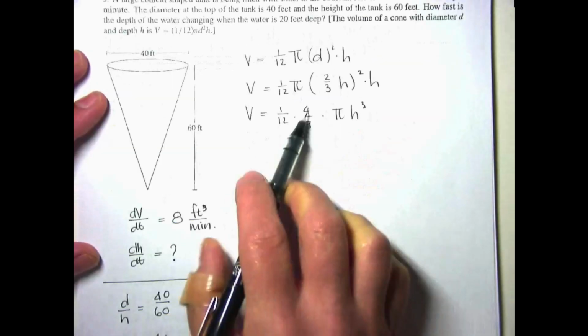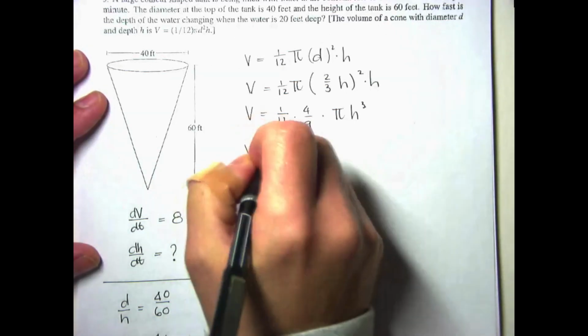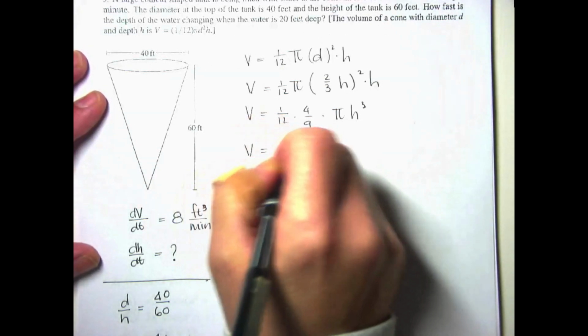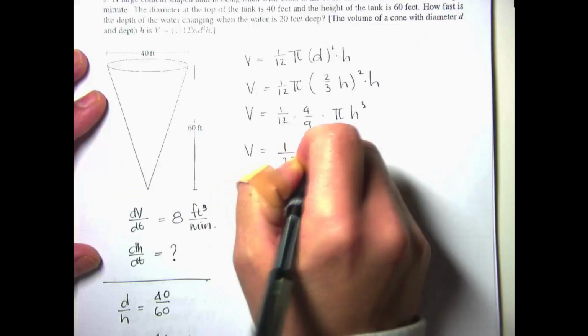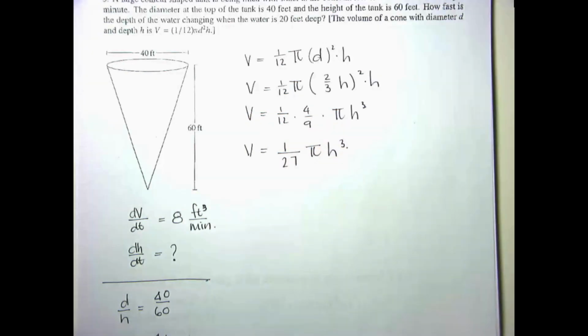Again, one more time, if you want to combine this, 4 over 12 is equal to 3. So the volume then here becomes 1 over 27 pi h cubed. All right, so finally I have that equation that I'm going to go ahead and find the derivative of with respect to t. This is a rate problem. This is not an optimization problem. So let's find the derivative with respect to t.